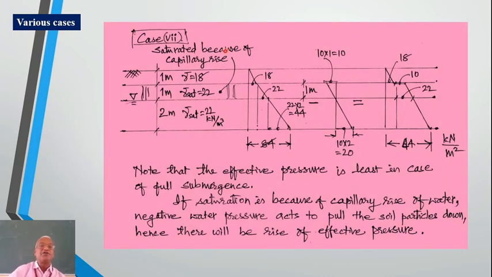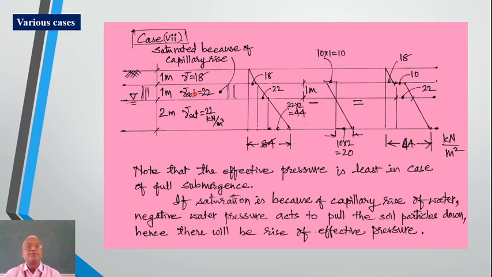Okay, next case, saturated because of capillary rise. Here, what you can observe is there is a free water table at a depth of 2 meters. But what has happened is, for 1 meter there is a capillary rise, sucking of the water is there. Because of that sucking action, capillary action, the water has risen up 1 meter and covered all the pores. It is fully saturated. Above that it is dry. Now what you have to draw is again the total pressure diagram minus the pore water pressure diagram, this difference is equal to the effective pressure diagram.